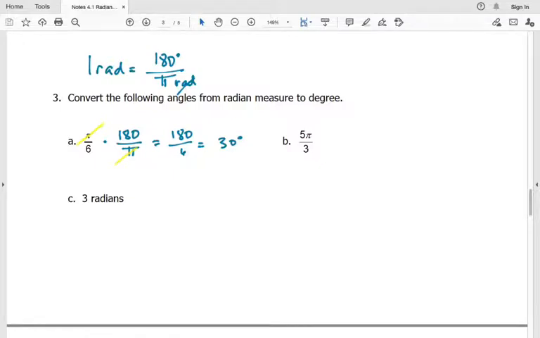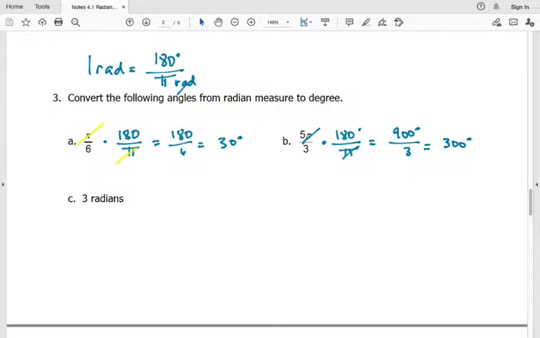Okay, so let's do this next one. We're going to multiply this by 180 over pi to convert the radians to degrees. So your pi's are going to cancel out, and you're left with 180 times 5, which is 900 degrees, over 3. So that's a 300 degree angle.